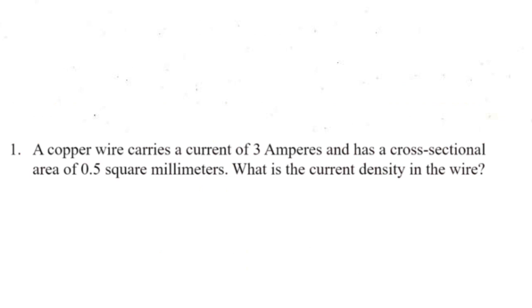Let's take a look at this example. A copper wire carries a current of 3 amperes and has a cross-sectional area of 0.5 square millimeters. What is the current density in the wire? We all know that the given is 3 amperes, which is our current, and our area of 0.5 square millimeters. However, based on our given, our area is not measured in square meters. It is measured in square millimeters. With that, we need to convert our area from square millimeters to square meters.